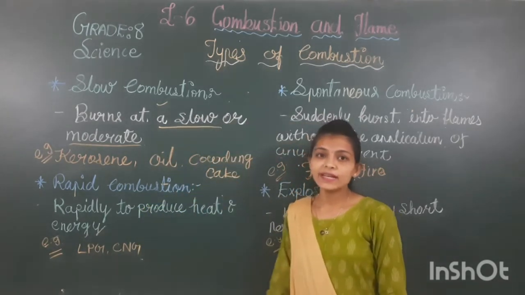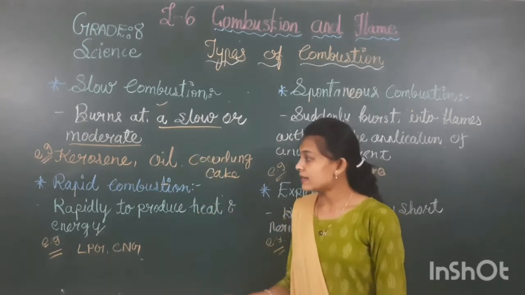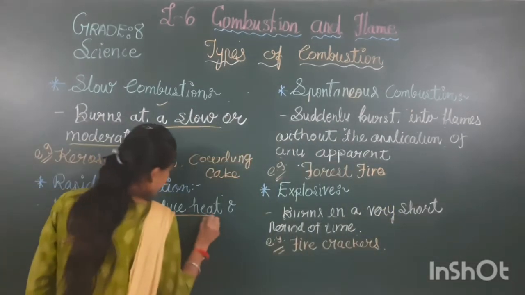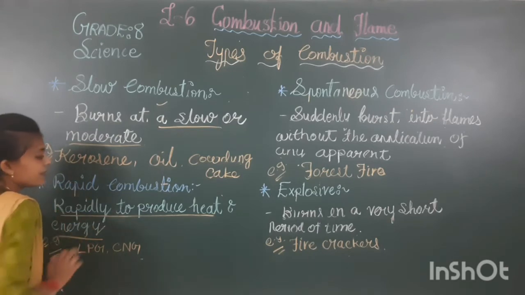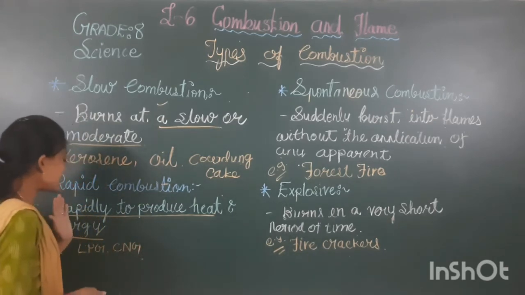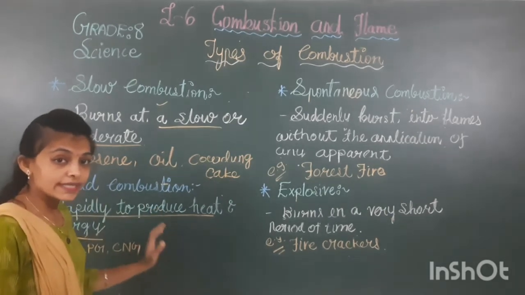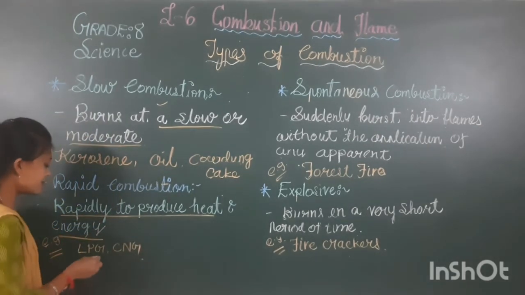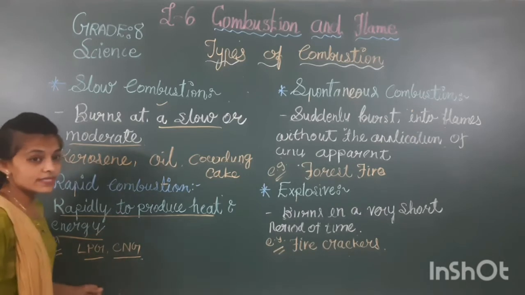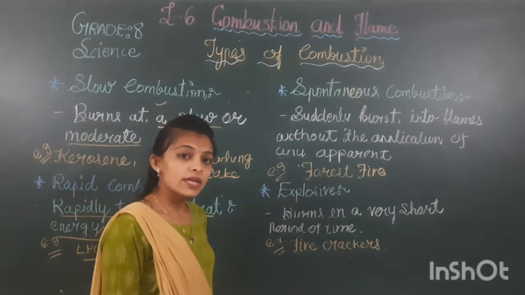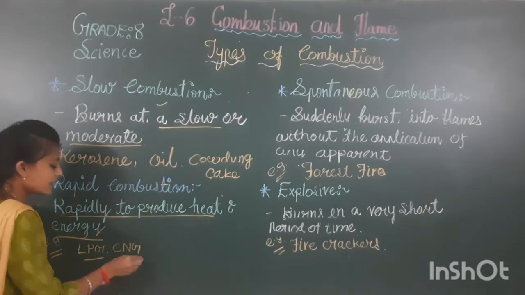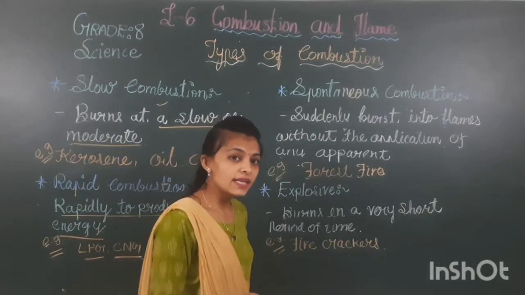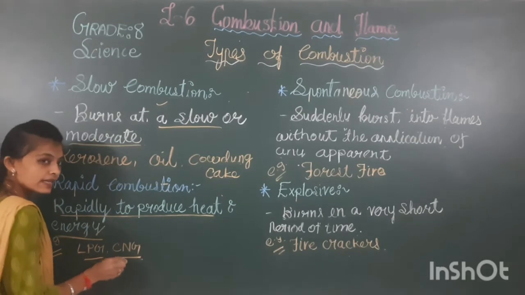Next is the rapid combustion. What is rapid combustion? Rapidly means very fast. The substance that rapidly produces heat and energy, these are known as rapid combustion. Examples of rapid combustion are LPG and CNG. LPG we are using in our routine life, in our kitchens, while CNG we are using in our vehicles. LPG is liquefied petroleum gas, and CNG is compressed natural gas.